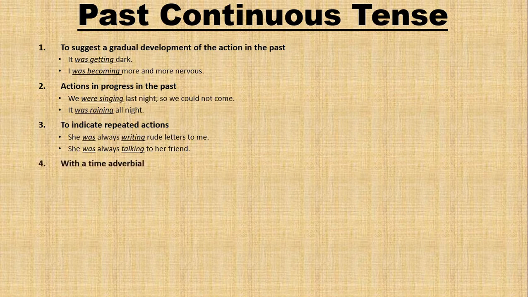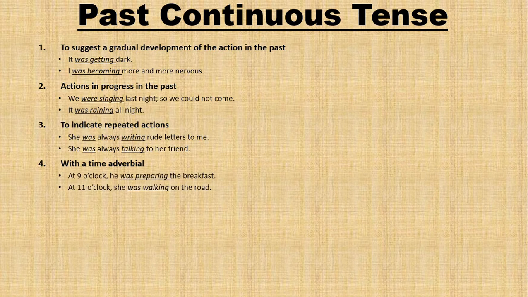Let's look at the next point: with a time adverbial. Now what is this? When this tense is used with a time adverbial, it suggests that the action probably began before the time and continued after the time. Understood? Meaning that the action had begun before the time specified and it also continued after the time that has been specified. Now let's look at two examples so that you understand more properly.